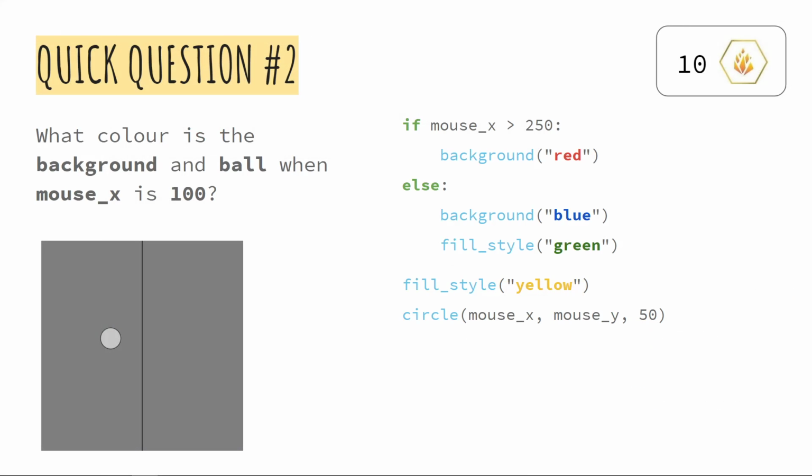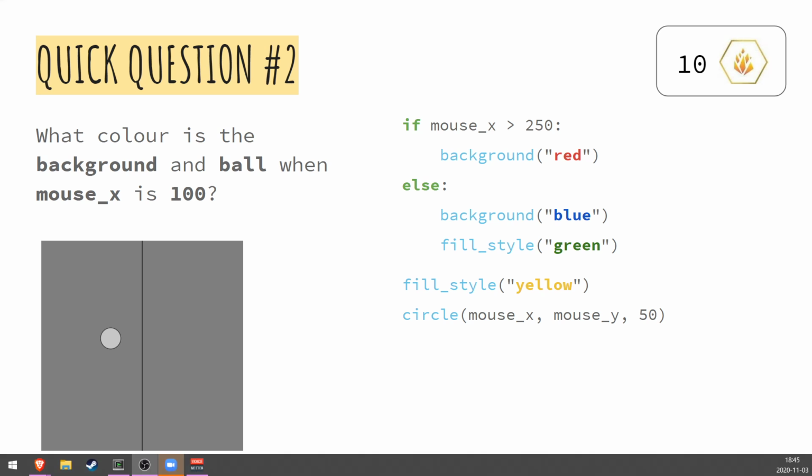So why is that? Well, we check to see first if mouse X is greater than 250, and if it is, we set the background to red. Otherwise, we set the background to blue and our fill style to green. Then, regardless of what mouse X is, we set our fill style to yellow. And then we draw our circle. So the fill style that we set in the else condition is overridden, because after that we set our fill style again.